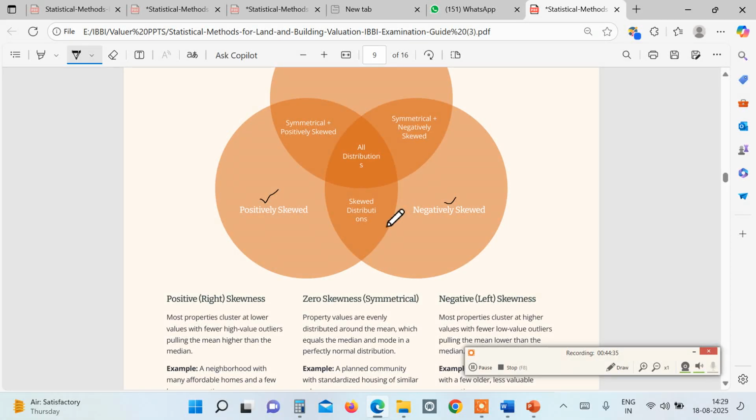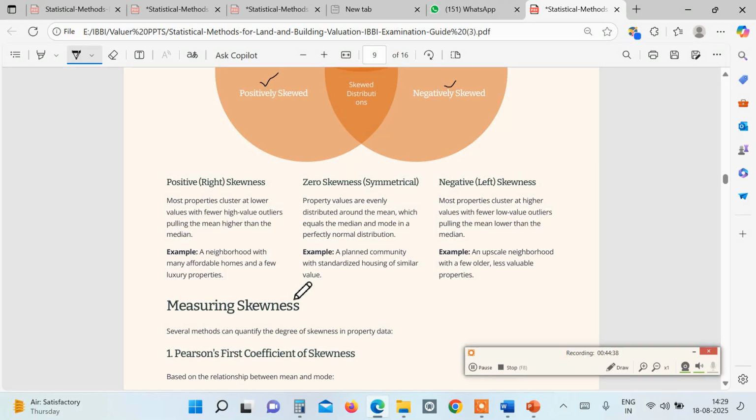Positive skewness is when most of the properties cluster at lower values with a few higher-value outliers pulling the mean higher than the median. For example, a neighborhood with many affordable homes and a few luxury homes. Zero skewness is when property values are evenly distributed around the mean, where the mean, median and mode are equal in a perfectly normal distribution. For example, a planned community with standardized housing of similar value.